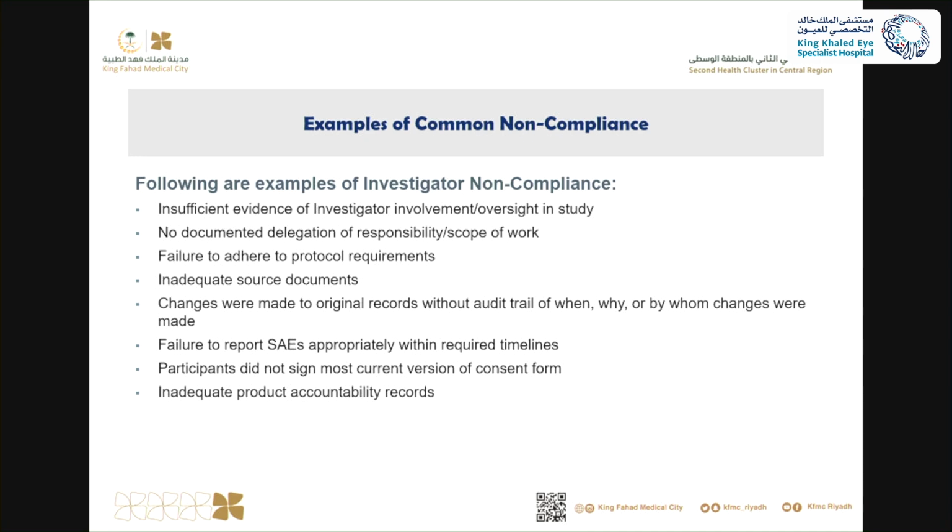These are examples of common non-compliance. These are the most common examples that we have encountered. This is not from the literature, this is from our experience.